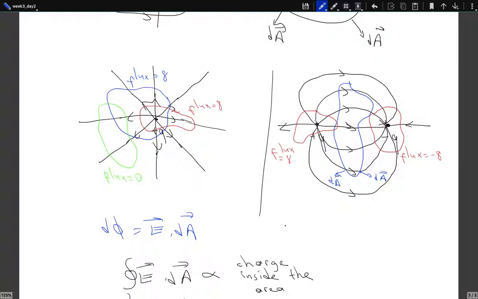Now the number of field lines, you see, for this blue surface, there are field lines that cross the surface, but they cross it twice. Once they go inside, once they go outside. As they go inside, their contribution is minus. As they are going outside, their contribution is plus. They add up to give 0.